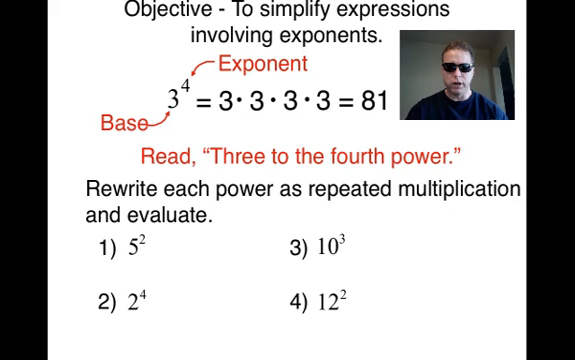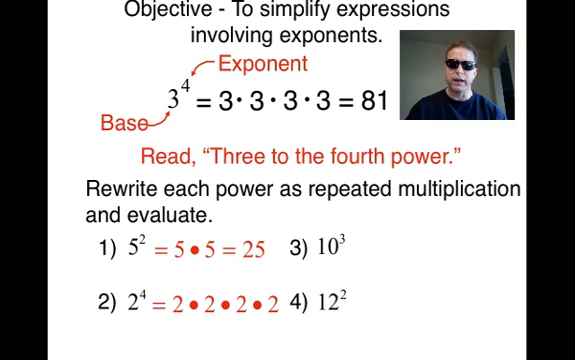Alright, so for number 1, you should have written 5 times 5, and that's not 10. Now, that's a common mistake. It means 5 times 5, which is 25. 2 to the 4th power is not 8. It means 2 times 2 times 2 times 2. If you multiply all that out, you get 16.